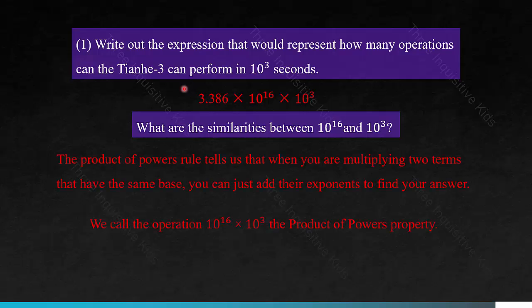The product of powers property tells us that when you're multiplying two terms that have the same base, you can just add their exponents to find your answer. We call the operation 10 to the 16th power times 10 to the 3rd power the product of powers property. So this might seem like a lot of words, but in the next slides you're going to be seeing a few examples and you will learn one equation from the laws of exponents, which is the product of powers property.